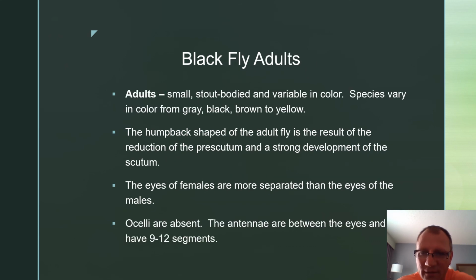Looking at black fly adults, adults are small, stout-bodied, and variable in color. Species in color may range from gray, black, brown, to yellow. The humpback shape of the adult flies is a result of the prescutum and a strong development of the scutum. The eyes of females are more separated than the eyes of males. Ocelli are present, the antennae are between the eyes, and have 9 to 12 segments.